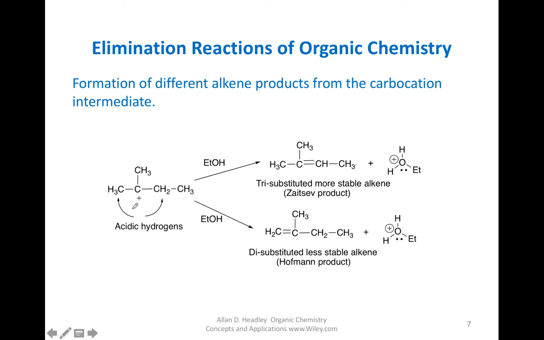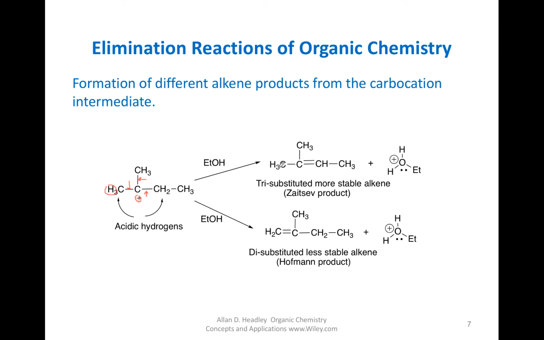If we have this intermediate here, notice the carbocation is right here. This carbon has that positive charge. So the double bond can be formed either here, here, that would be the same, or here. The ethanol, as a solvent, can pull off this hydrogen to form the double bond here, as shown. It can pull off this hydrogen here, or one of these hydrogens here, to form the double bond here, as shown. So there are 2 possible products.